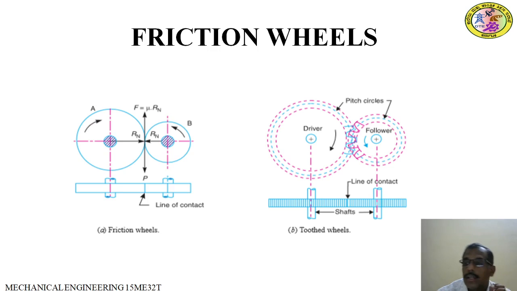Then there is no chance of slip due to friction. With friction wheels there is a chance of slip, but once we make teeth on both the driver and follower, there is no chance of that.